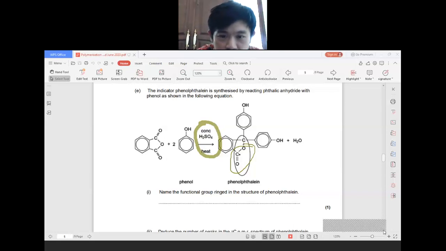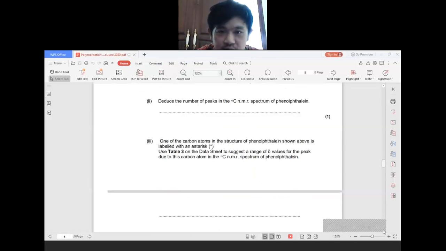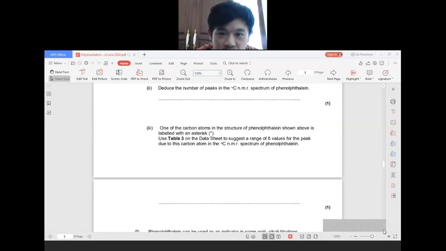Next, for deducing the number of signals in the spectrum, there is no need, because you have not learned about the spectrum yet. Phenolphthalein.